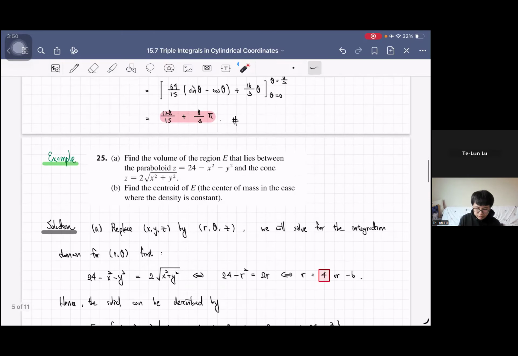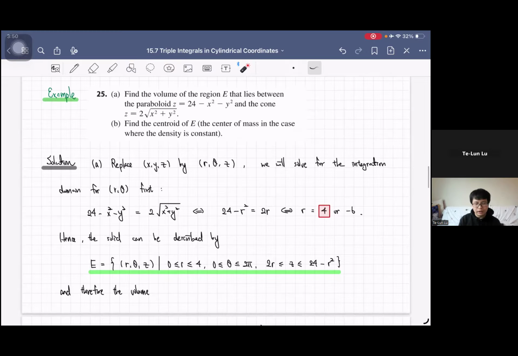All right. Now for our second example, it is also an exercise from our textbook. In this case, we want to find the volume of the region E described by these two surfaces. The upper boundary is the paraboloid z equals 24 minus x squared minus y squared. The lower boundary is a cone, z equals 2 square root of x squared plus y squared. So this has a nice curvature like this. It is a cap, and this is a cone. So it has a pointy vertex at the origin like this.